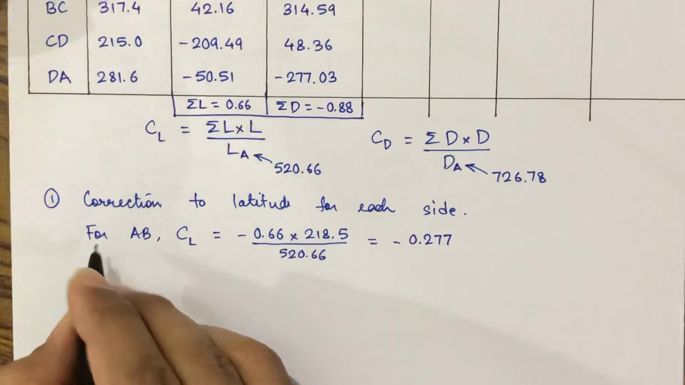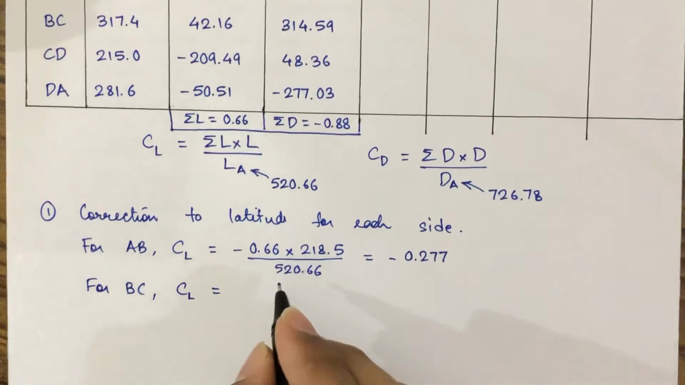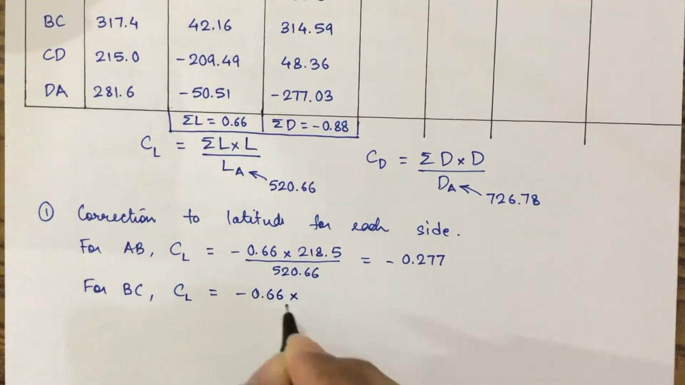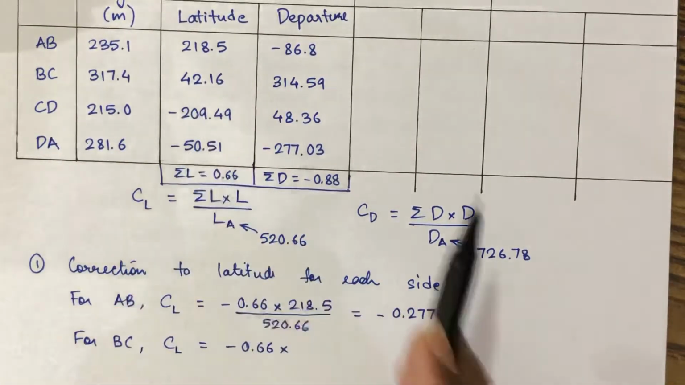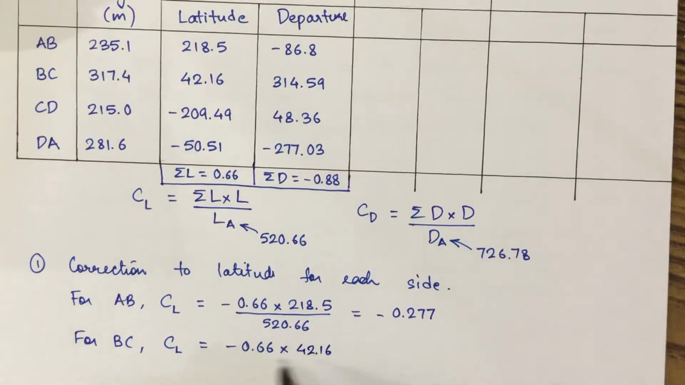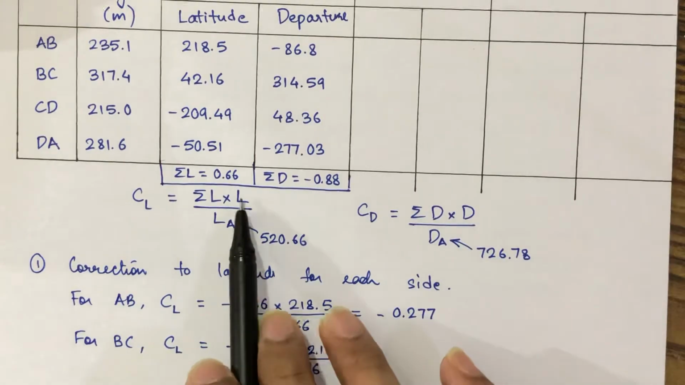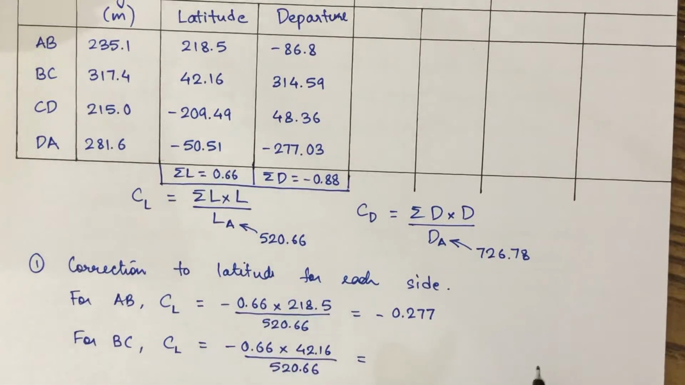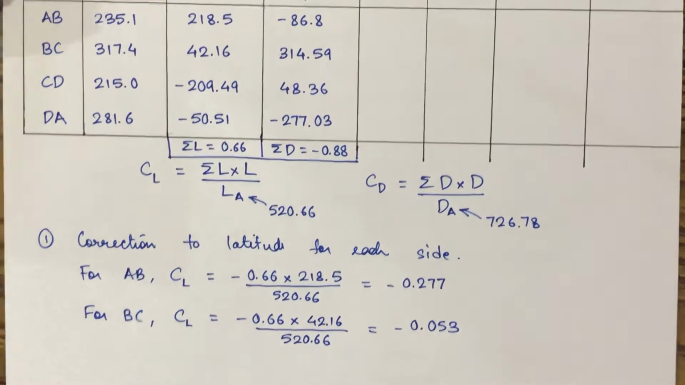Now for side BC, CL will be minus 0.66 into the latitude of BC. The latitude of BC is given as 42.16. This will be 42.16 upon 520.66. This value is common: summation L and LA will be common for all sides. Only the latitude will change for each side. On calculating, it comes out to minus 0.053. Next for CD.